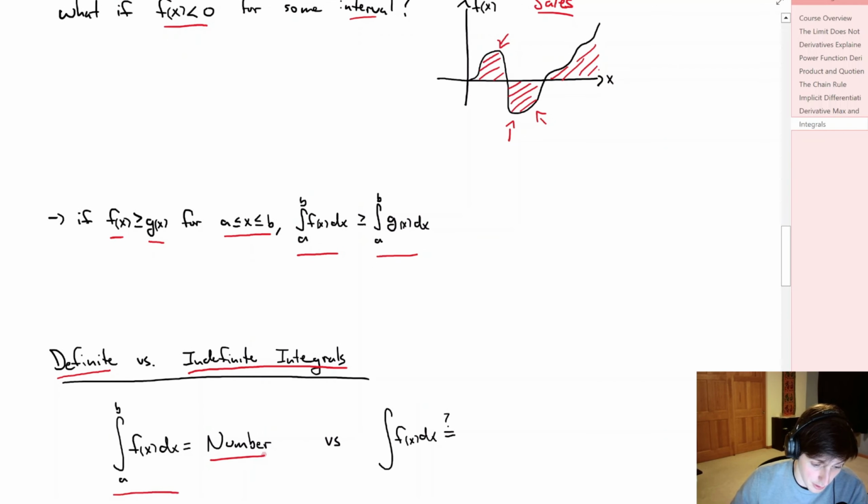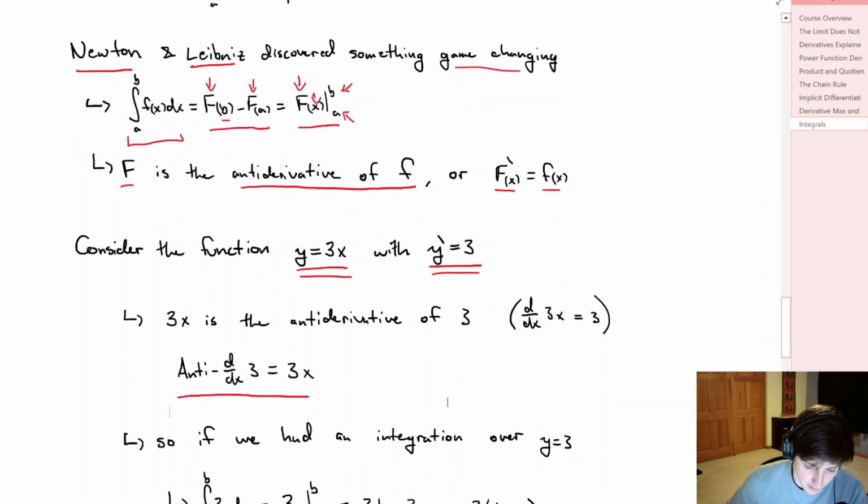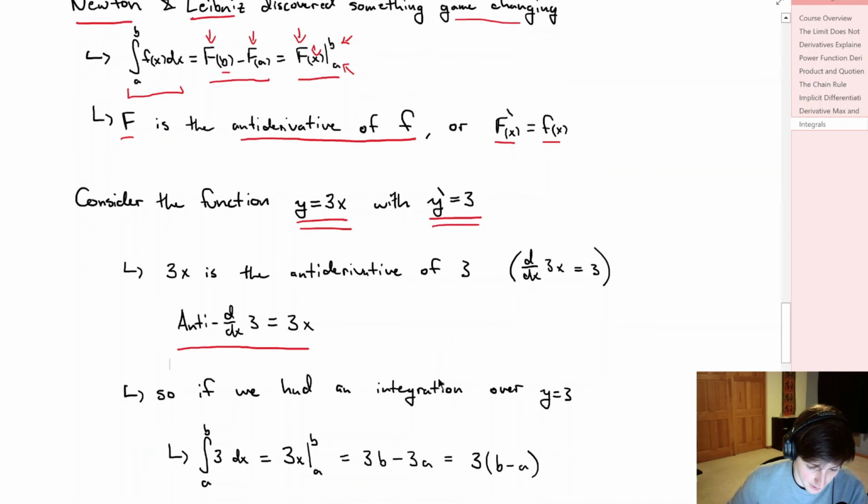And if we look at an example, we're going to consider the function y being equal to 3x. Now we know that the derivative of y is going to be equal to 3. So we can say that 3 is the derivative of 3x, or we can say that 3x is the antiderivative of 3. And this is a very bad way to do this notation, this anti-d/dx. Never do that, but just for the purpose of this video, I shorthanded it like that. But nevertheless, this is the premise of what we're looking at for antiderivatives.